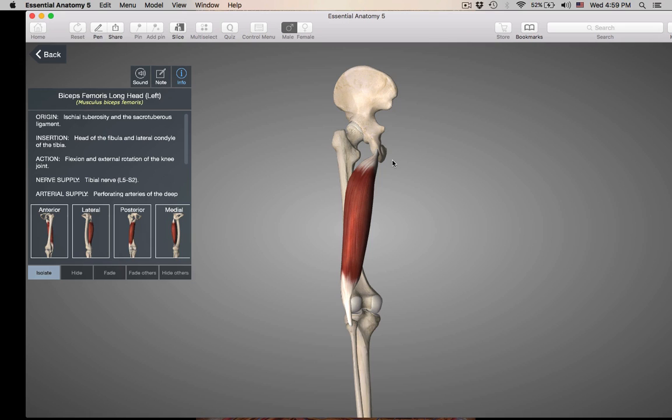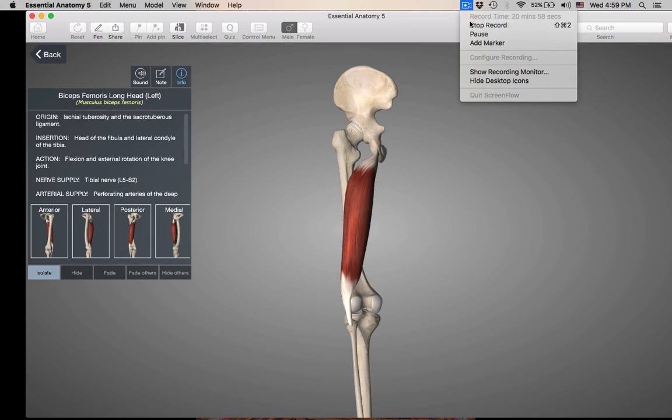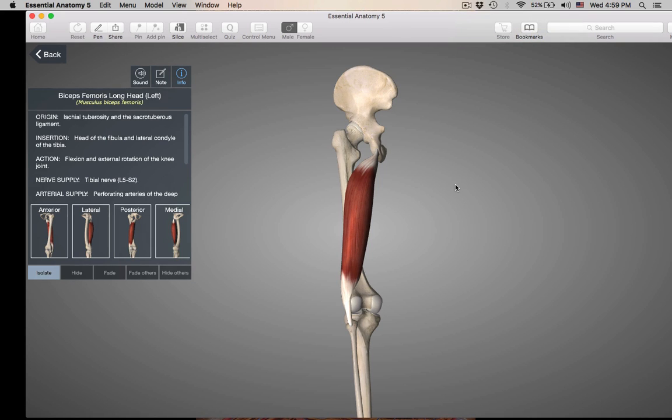Let me pause this. Pause. So I had to pick up a piece of paper I dropped.